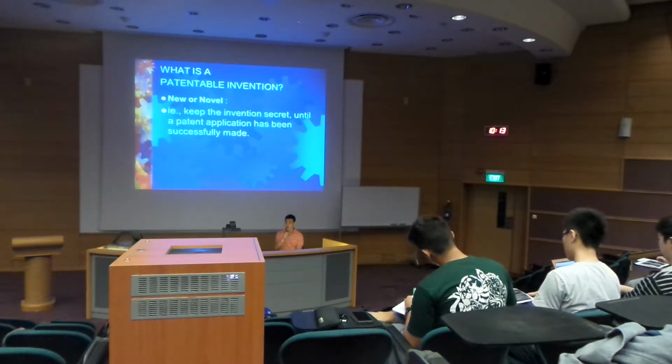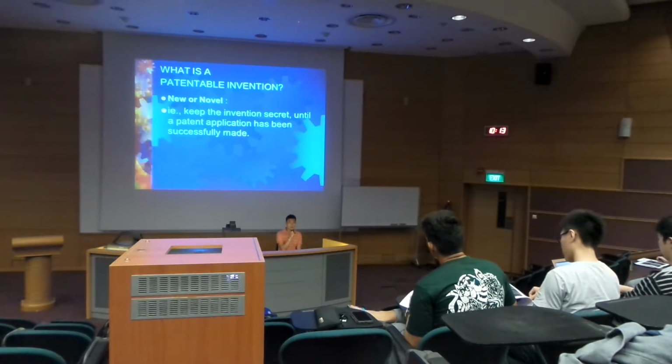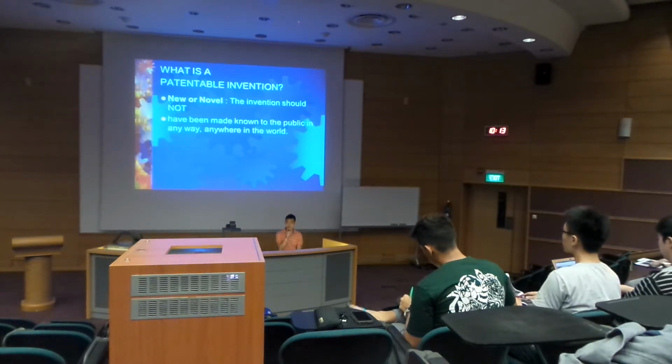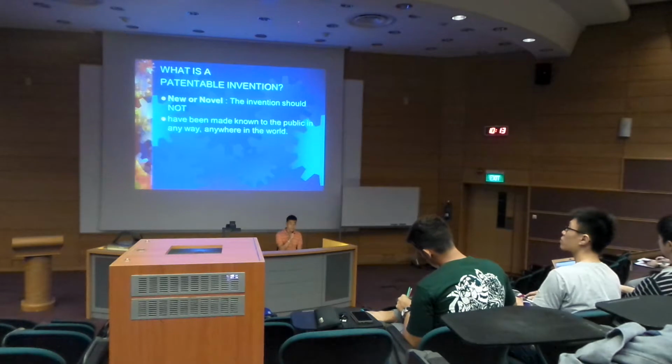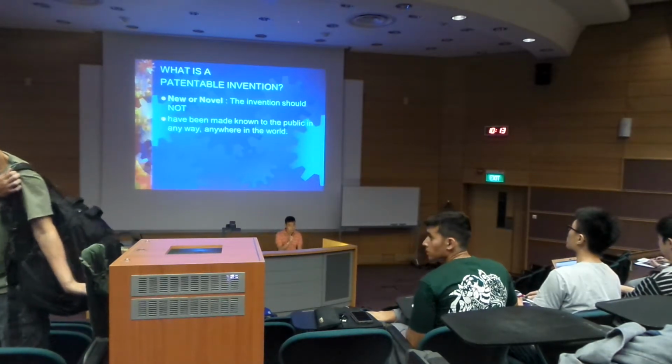Many times, you have an invention that is new or novel and is not found anywhere else. But then, you make it not new or novel by disclosing it. As soon as you disclose it, your invention is not considered new or novel. How do inventors make their invention not new or novel? They make it known to the public.